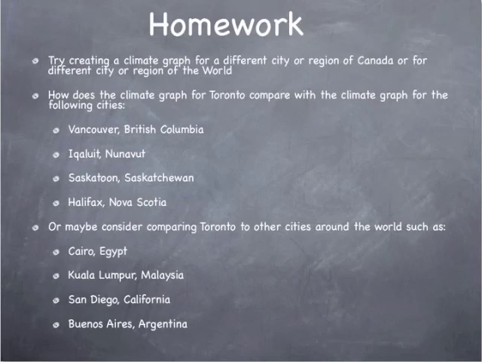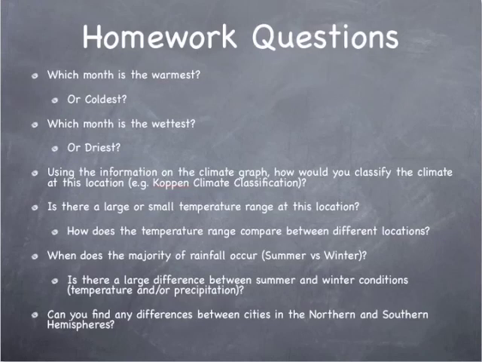As you're looking at these climate graphs, here are some questions you may want to consider as you examine and interpret them. Which month is the warmest, or perhaps the coldest? Is there a large or small temperature range at this location? How does the temperature range compare between different locations? When does the majority of rainfall occur? Is there a large difference between summer and winter conditions? And can you find any differences in your climate graphs to indicate differences between the cities in northern and southern hemispheres?